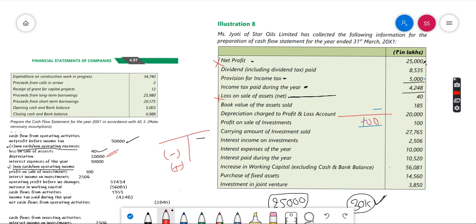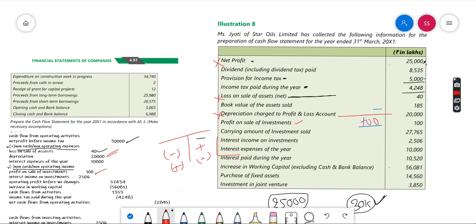Profit on sale of investments. Profit on sale of investment in the P&L account you might have added, so now we deduct it. It's a non-operating income. How much did you get? 100 rupees. So minus that. And then interest income on investments.